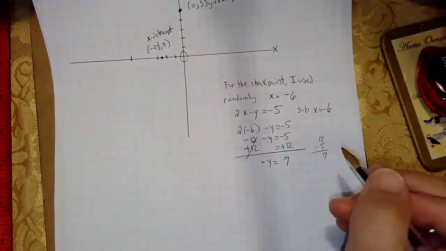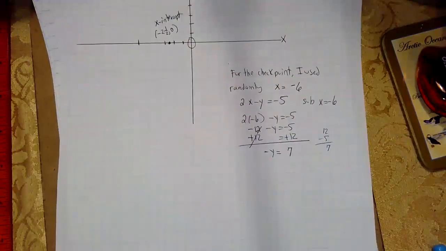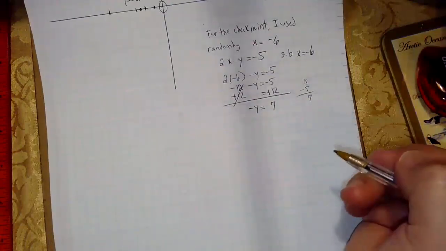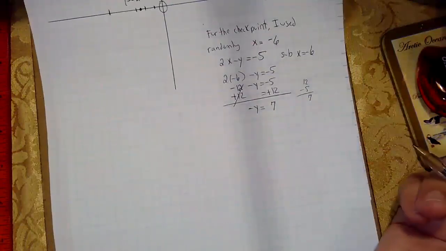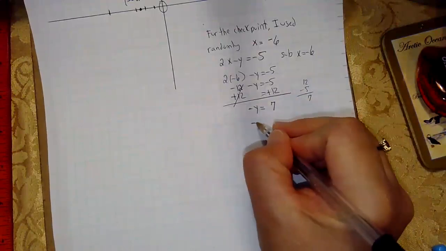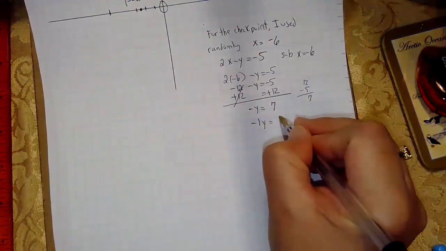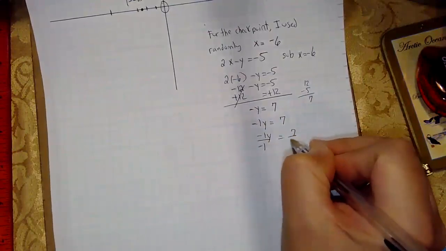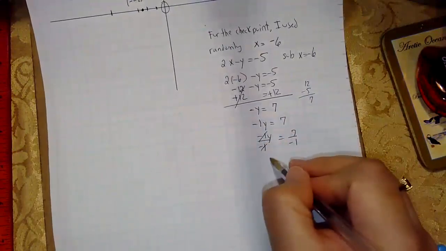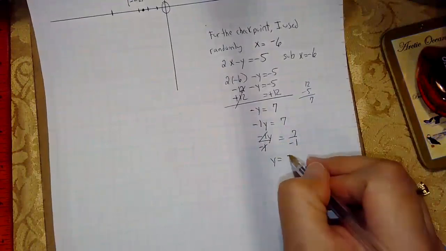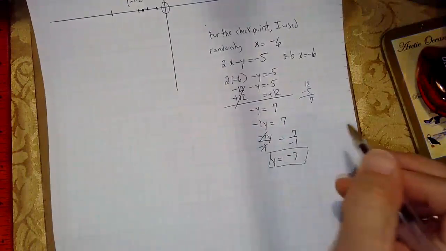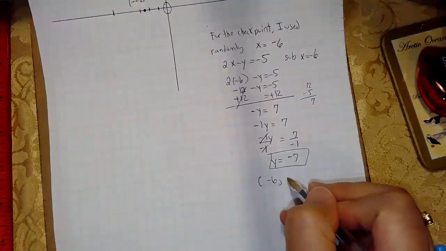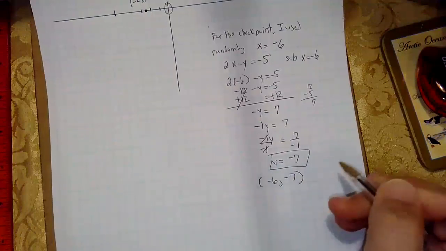And then you cannot stop at negative y. They never want negative y equals something. They want like y equals something or even x equals something, but not a negative. So this has an imaginary -1 here. So you will have to divide both sides by -1, and that will change the sign to its opposite, -7. So when x is -6, y is -7.